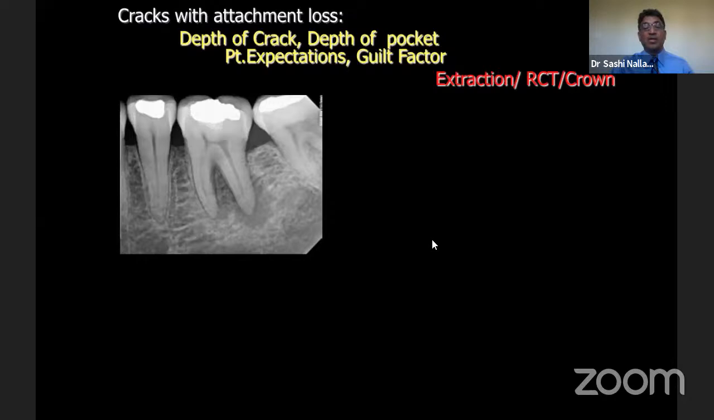And I tell them the chances of this tooth surviving in your mouth over a period of time are not as high as another tooth that would require root canal treatment, but no crack in it. So the prognosis is not as great as that type. So you need to think about whether you want to keep this tooth or extract it and place an implant. And there will be a discussion with the patient, and the patients, some of them are fine with it, they want to try it, some of them are not fine with it. In those cases, you extract the tooth.